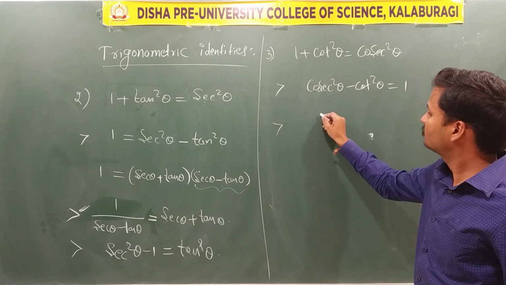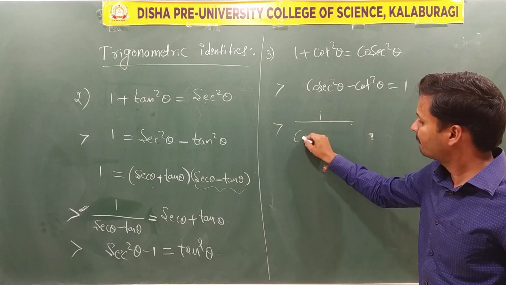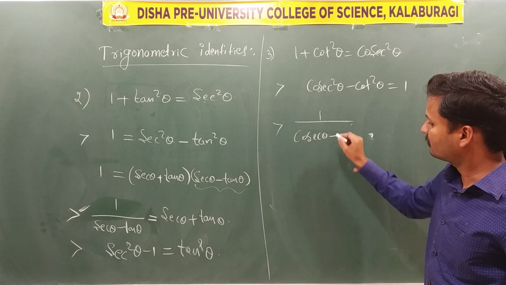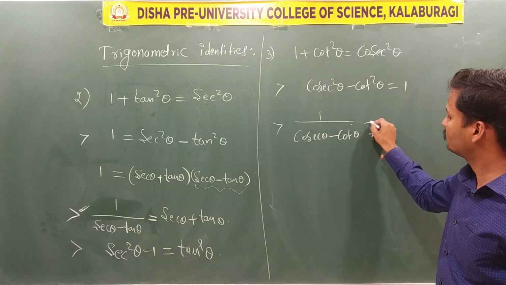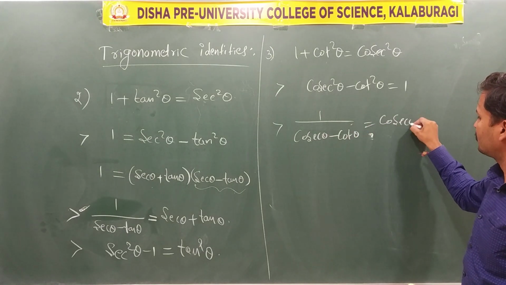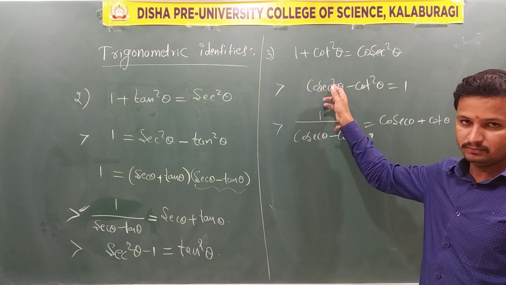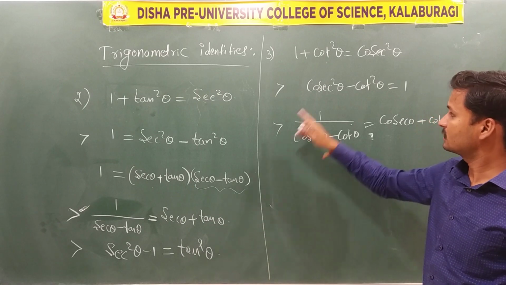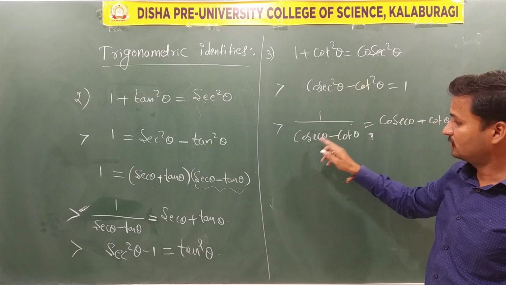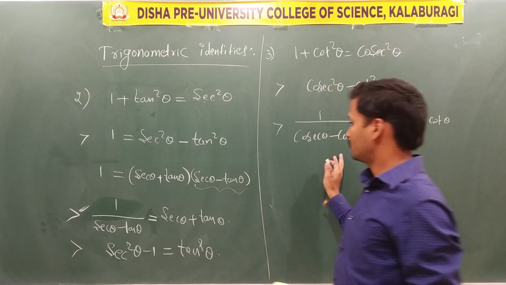And then next is 1 divided by cosec theta minus cot theta is equal to cosec theta plus cot theta. Same procedure that we followed here, that is a square minus b square, then you will get this important relation.